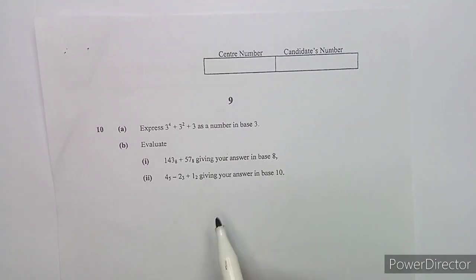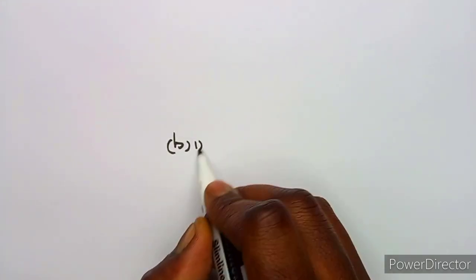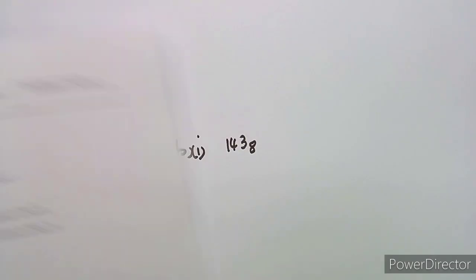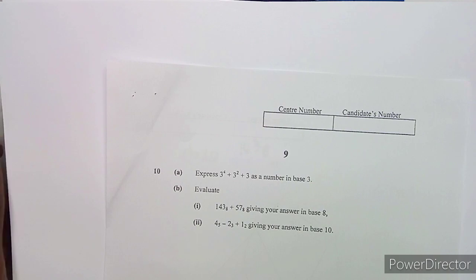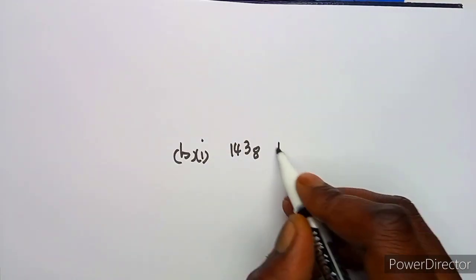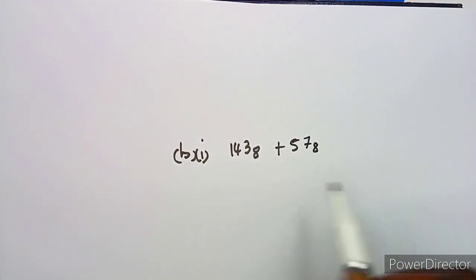All right, on number B, we've got numbers that you're supposed to add in base 8, which is 143 base 8 plus 57 base 8. So this is 57, guys, in base 8. I don't know how this setup is affecting it. So this is actually 57 in base 8. I think just focus on this one, which is clear.